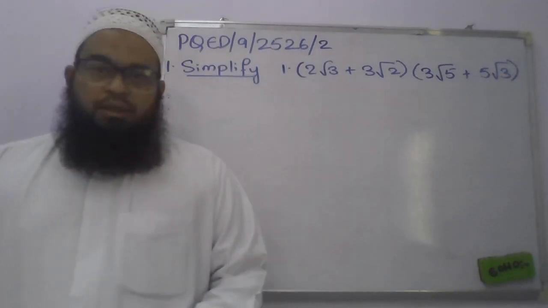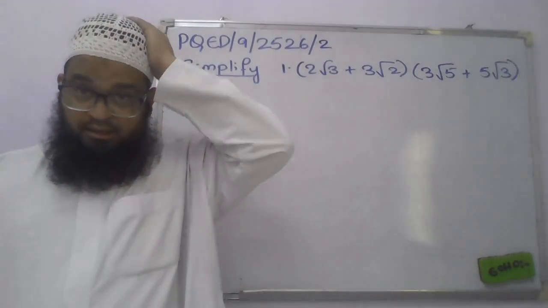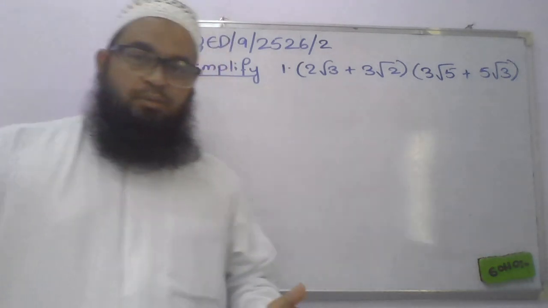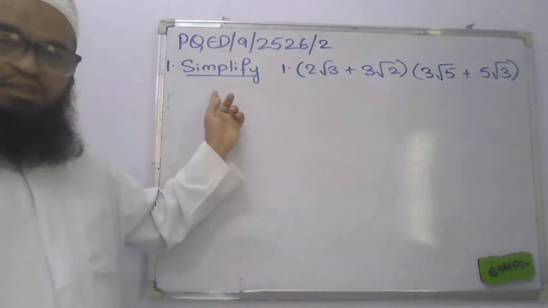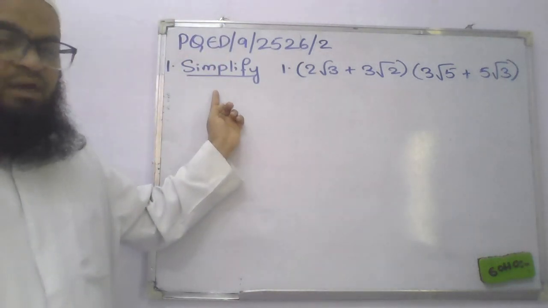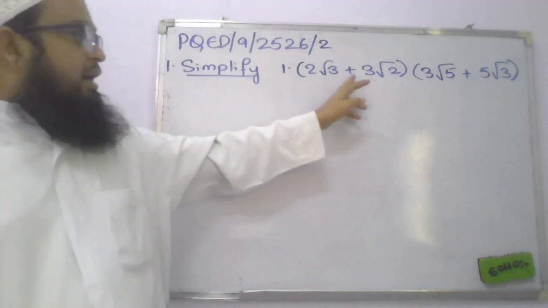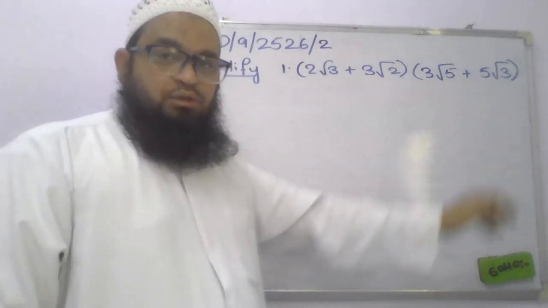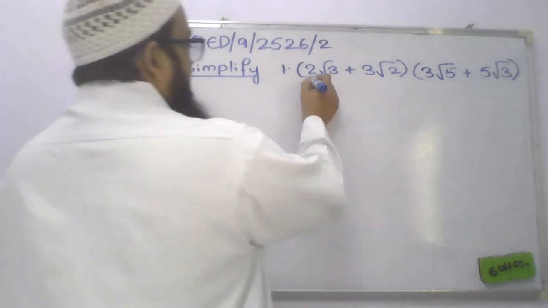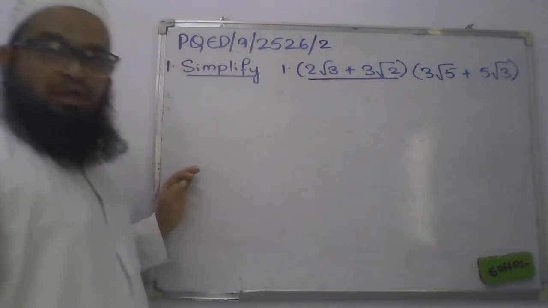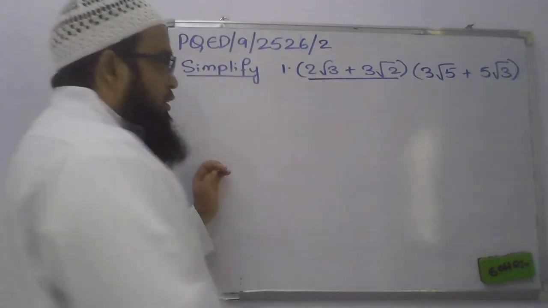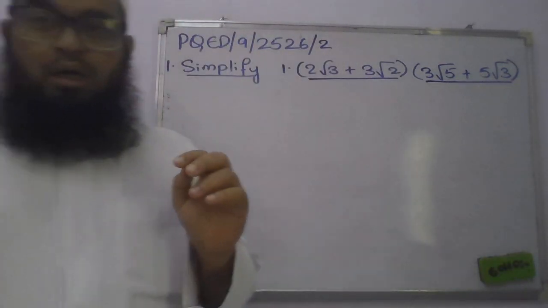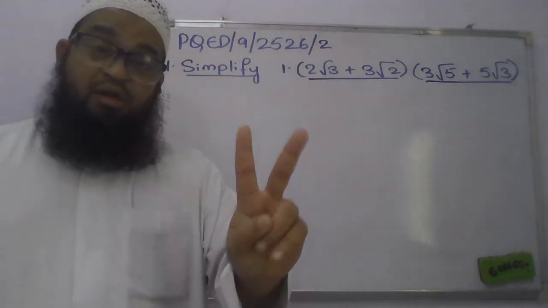Yes, it is the second video of PQED of grade 9, not the third one. So in this, the first one is simplify (2 root 3 plus 3 root 2) times (3 root 5 plus 5 root 3). See, when you add something within a bracket, you consider it as one term. Okay, and you are multiplying with another expression which has two terms.